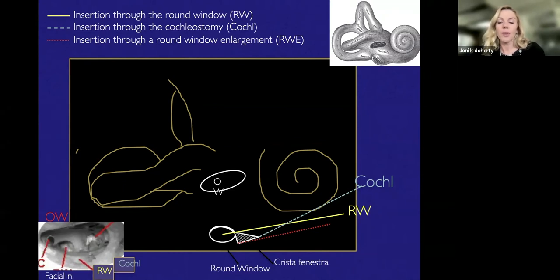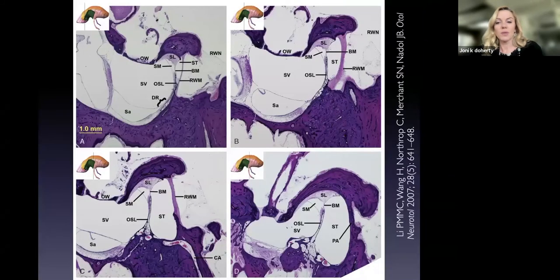round window. And this would be a round window enlargement, when some of the overhang of the round window niche is drilled off, and it can violate the crista fenestra, which also leads to more damage, new bone formation, and sometimes plugging of the ductus reuniens just due to the fibrosis and new bone formation.